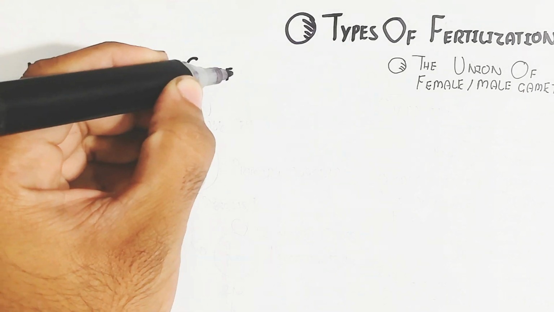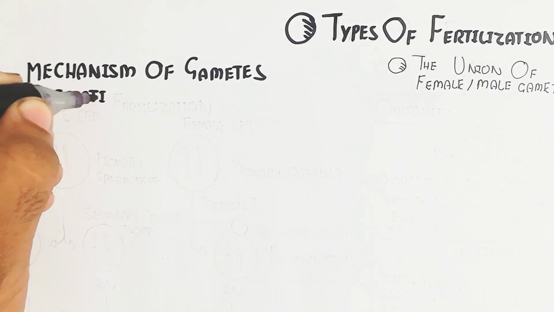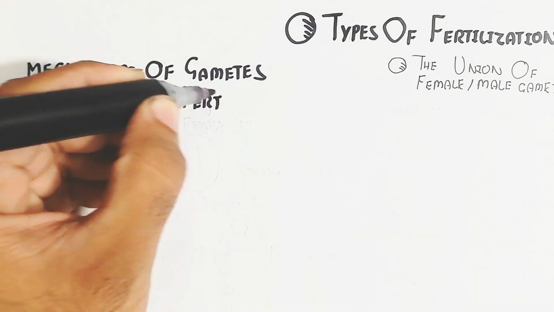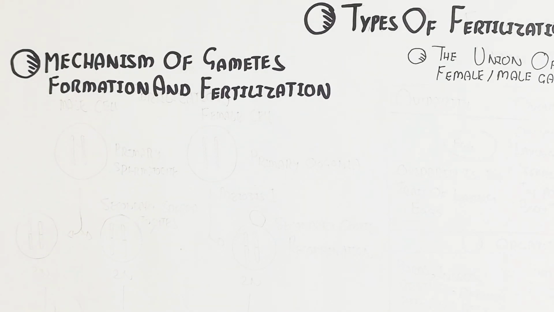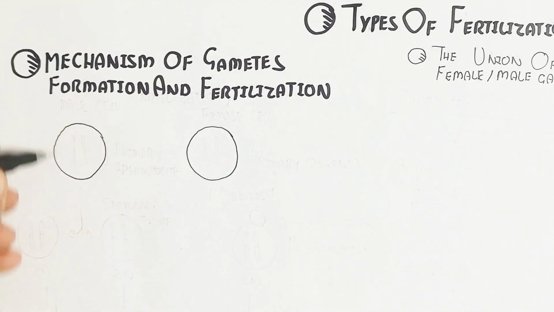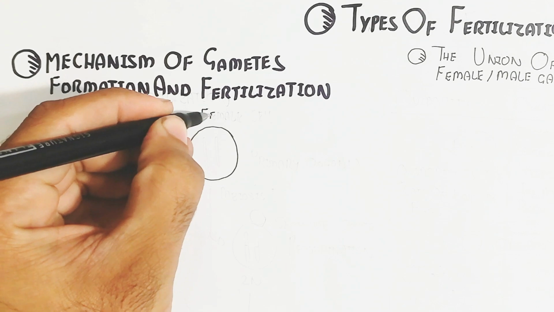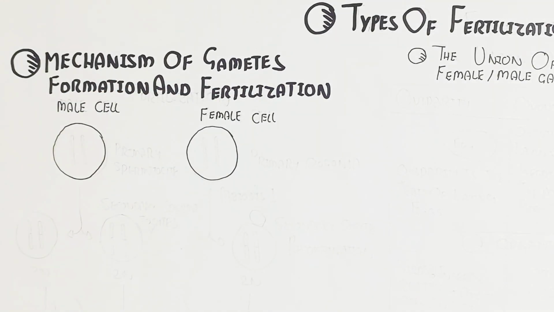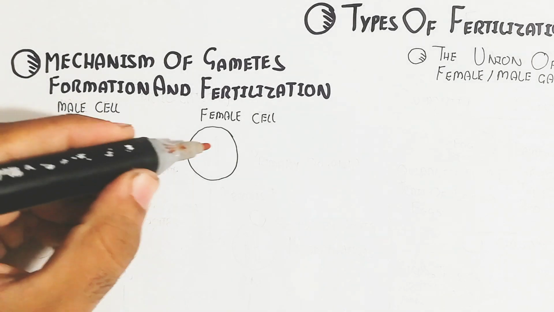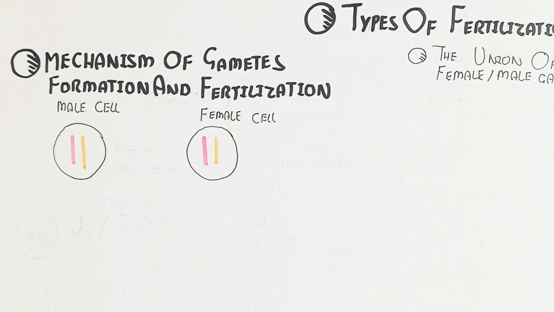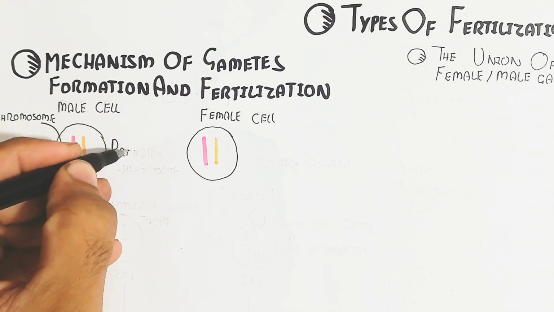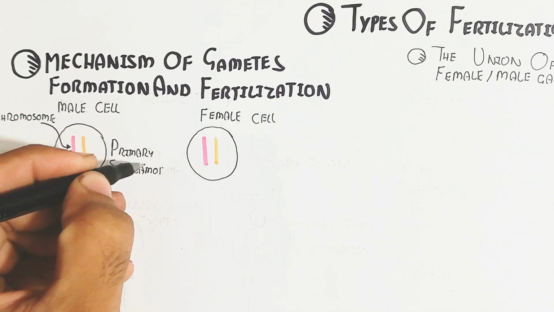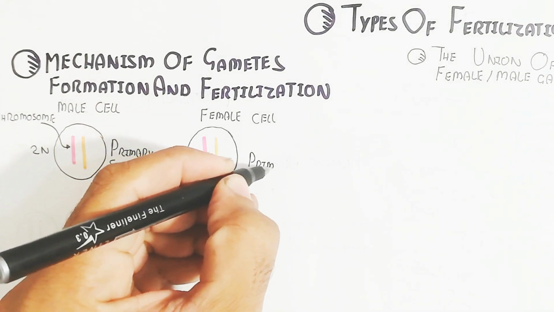First of all, let's begin with the introduction to fertilization and how a zygote is formed from the sperm and egg. Here I am drawing the male cell and female cell. A somatic cell contains a diploid number of chromosomes in the form of pairs, where half come from the mother and half come from the father, leading to male and female. In humans, there are 46 chromosomes, made up of 23 pairs.